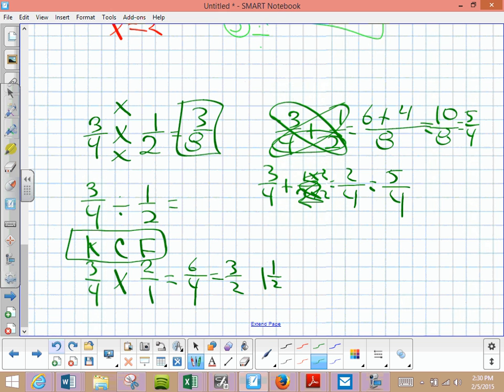If you have another way of doing addition with fractions, then use that. If you have no way, go back to the video and watch this. You should have learned this in 5th grade.